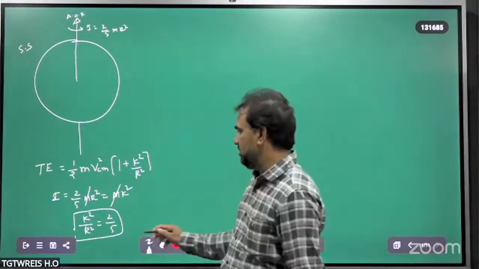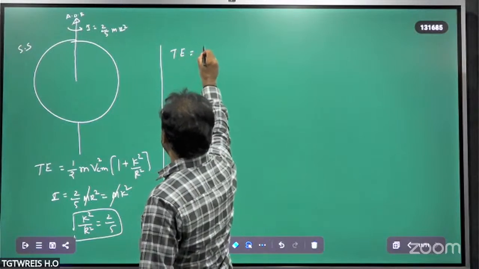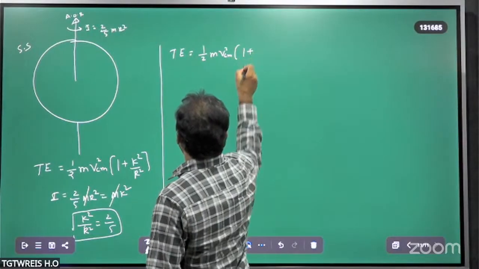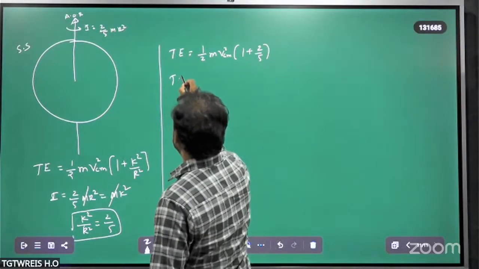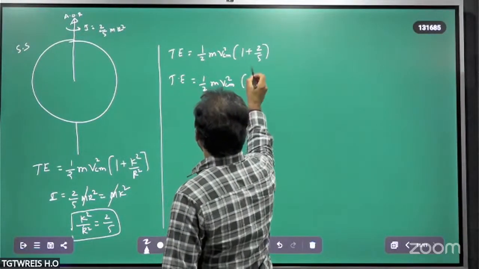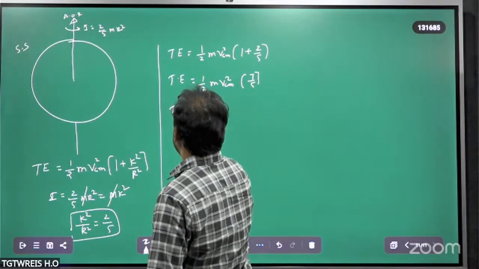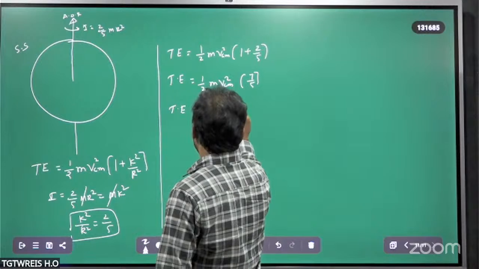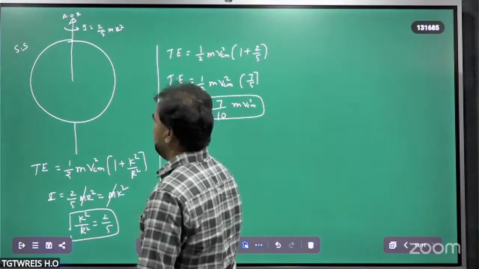So substitute this value here. Therefore, the total energy is given by TE is equal to half m VCM square into 1 plus 2 by 5. So 1 plus 2 by 5 becomes 7 by 5. That is equal to TE of the solid cylinder, which is 7 by 10 into m VCM square. This is the total energy of the solid cylinder.